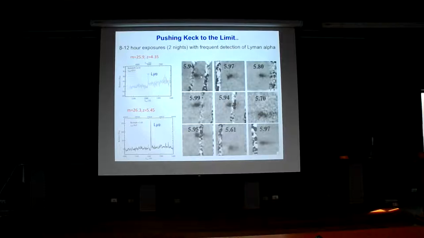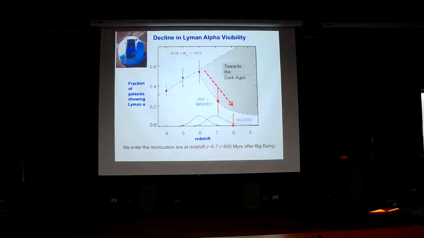And so when we've done this, we're able to look at the visibility of this line, and you can see at a redshift of 6, about 60% of the galaxies show this line, and then it drops markedly as you go to higher redshift. Again, consistent with the universe transitioning into this dark ages and neutral gas at redshifts beyond 6.